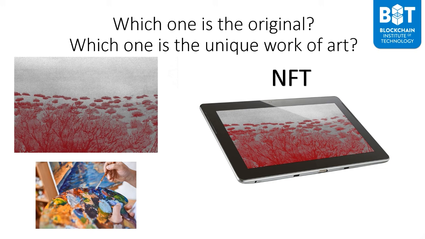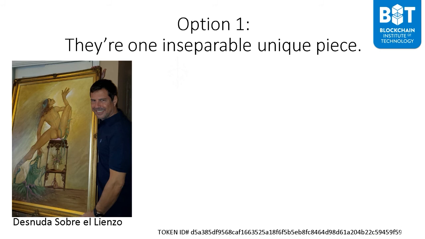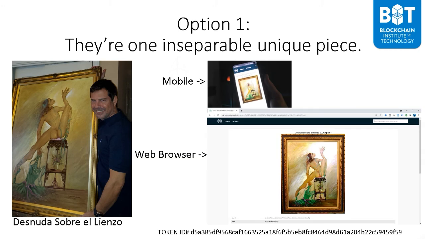Well, this brings us up to multiple options, and that's what I want you to take in concept when you are creating NFTs of physical works of art. The first one is that they're one. They're one and inseparable. It's one unique piece which corresponds with the physical painting and the NFT that matches it. This is the case of Desnuda sobre el lienzo, which is a painting by one of my favorite artists, Lucy Enriquez, and it's a physical painting. Here I am with the painting, but I happen to own the NFT corresponding to that painting. That is, I have the NFT for that original painting, and it's recorded on the Bitcoin Cash blockchain. That non-fungible token was transferred to me, and I am the owner both of the physical painting and the digital token corresponding to that painting. They're one inseparable, unique piece.